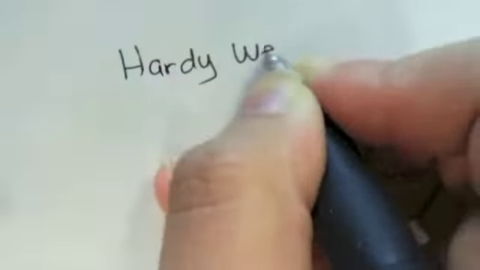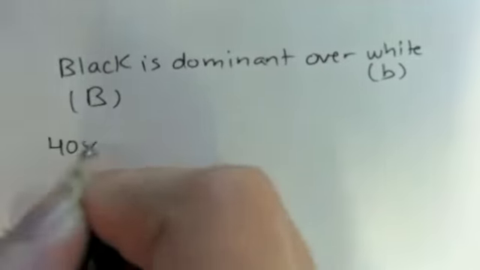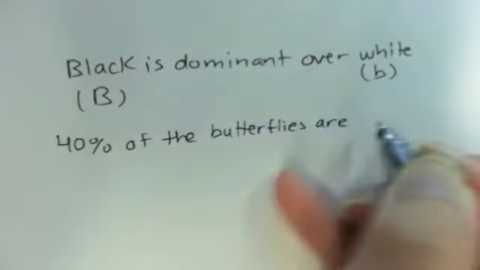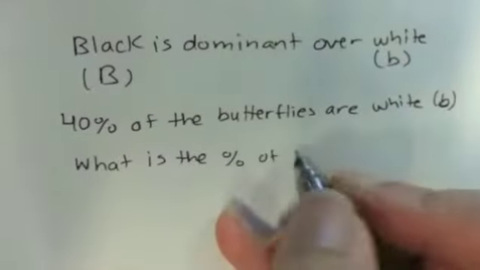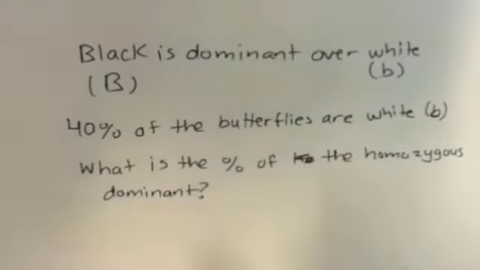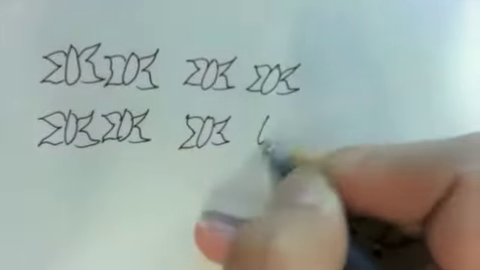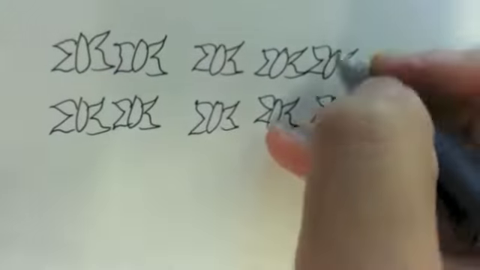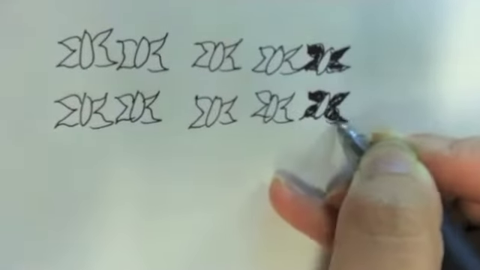Let's try a Hardy-Weinberg problem together. So in this problem, we are trying to find out what the homozygous dominant allele is. And so we know that black is dominant over white, which is recessive, and it's represented by lowercase b, while the dominant is represented by the uppercase B. So let's make 10 butterflies. In this case, 4 of the butterflies would be white because it's 40%, and 6 of them would be black because 100 minus 40 equals 60%.